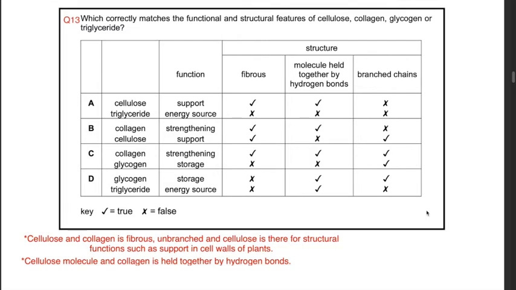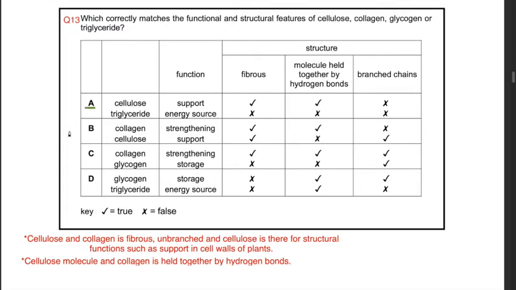Hence, if we consider options A, B, C and D, option A, cellulose, function support, yes that is correct. Fibrous, yes that is correct. Molecule held together by hydrogen bonds, that is also correct. Branch chains, no. And if you look at triglyceride, energy source, fibrous, yes that is false. Molecule held together by hydrogen bonds, yes that is also false. Branch chains, yes again that is also false. Therefore, A is the correct answer.